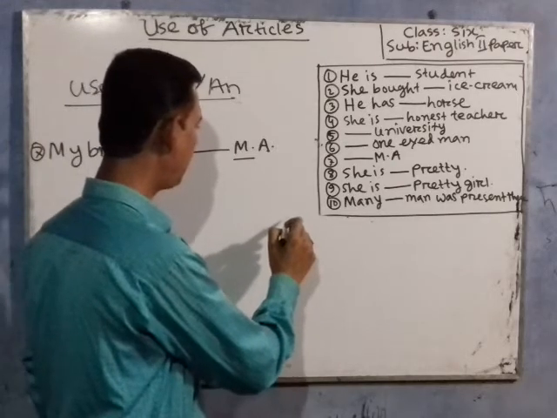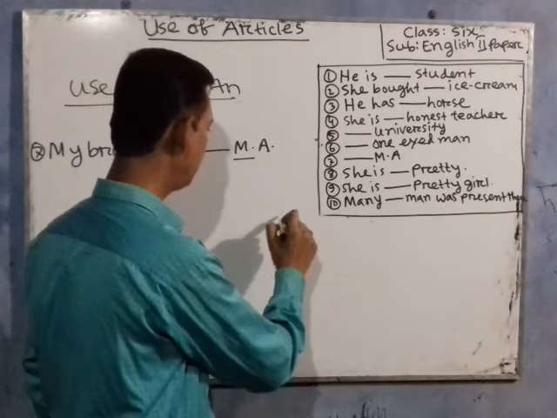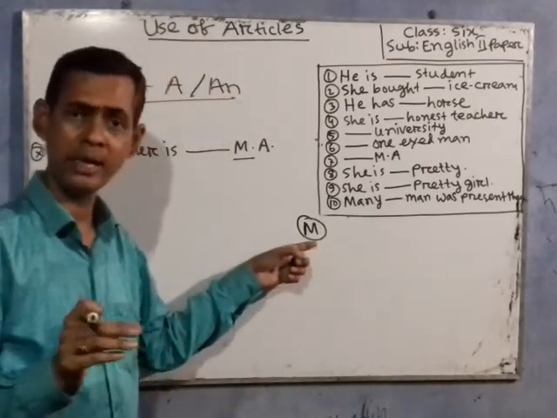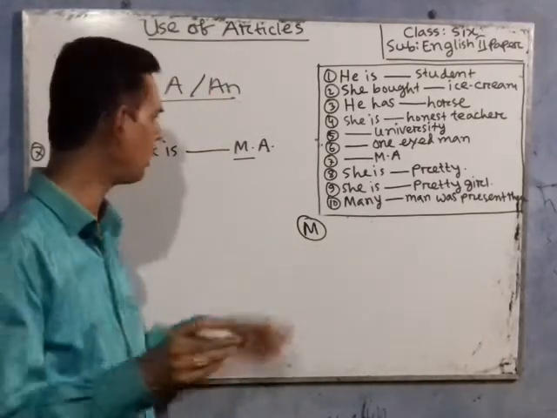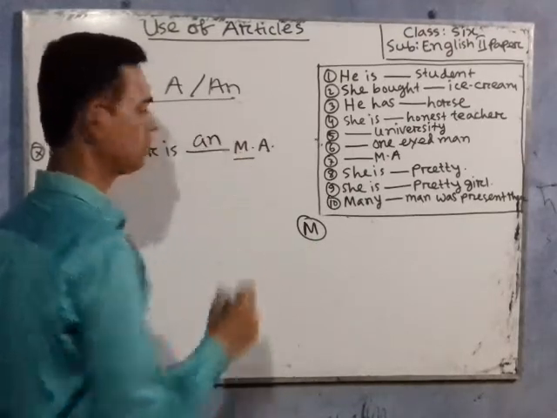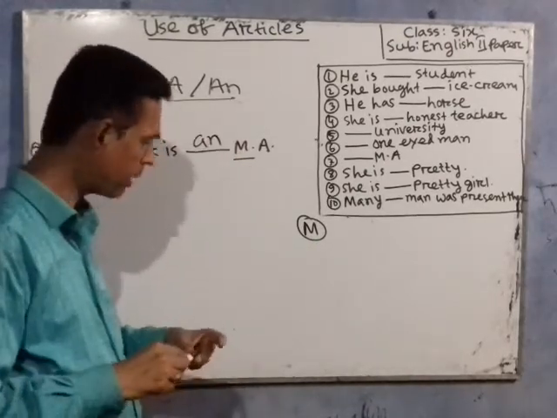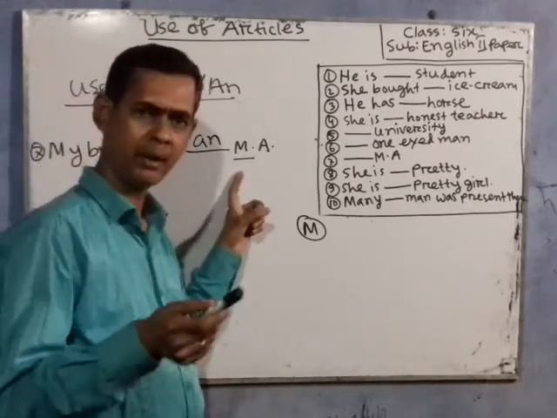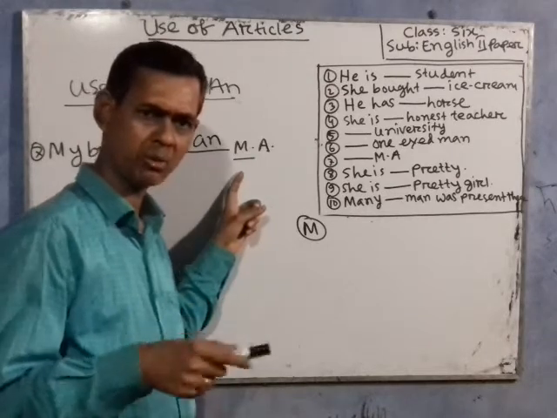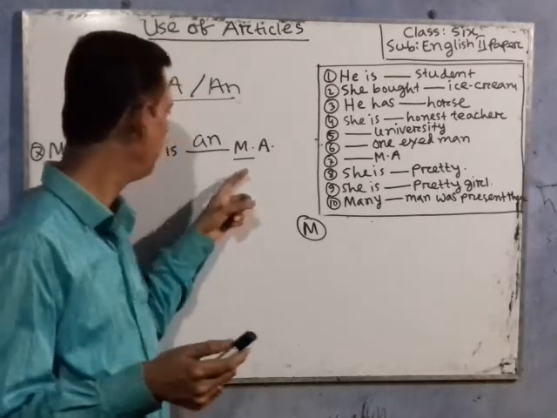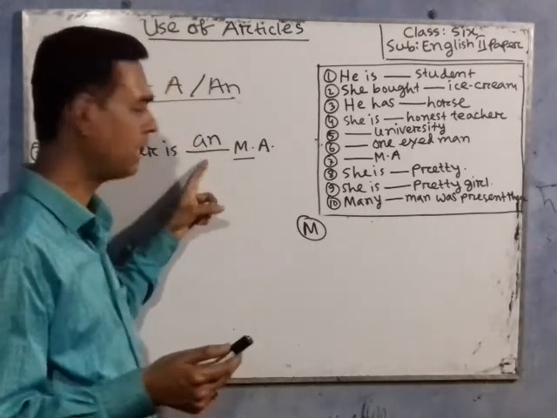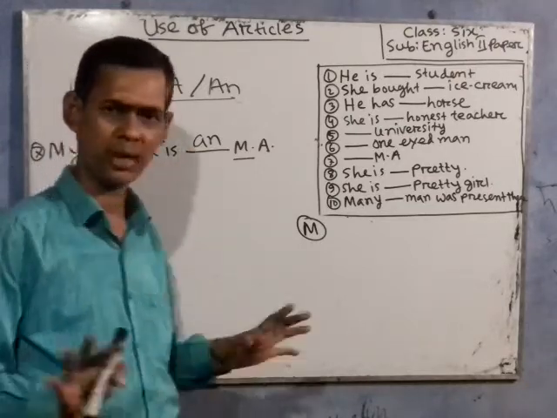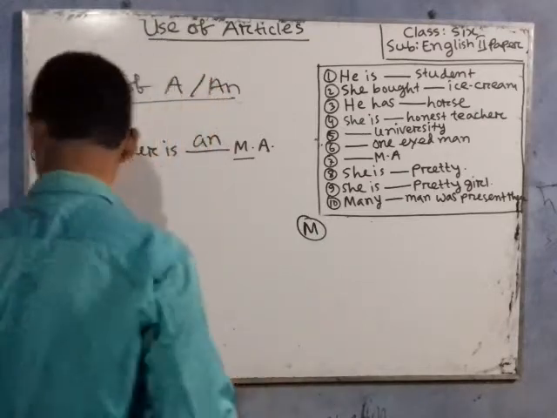If we analyze M, here A will come. So A is a vowel. A is a vowel. That is why here N will be used. So you have to remember, by analyzing the first letter of any designation or qualification, if you get a vowel here, you will use N, and if you don't get a vowel here, you will use A. Okay, understand everybody? Thank you.